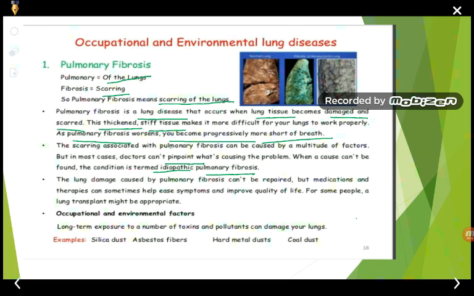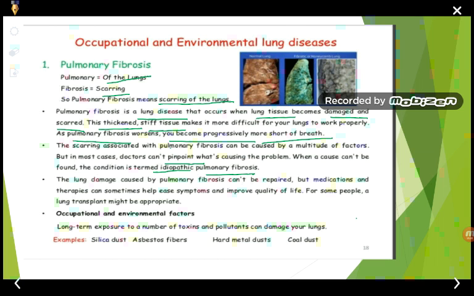And the lung damage caused by pulmonary fibrosis can't be repaired. If you take any organ which detoxifies toxic substances, either the kidney, the lungs, the liver or the intestine, when that organ gets damaged, it cannot be repaired. But medications and therapies can sometimes help ease symptoms and improve quality of life.